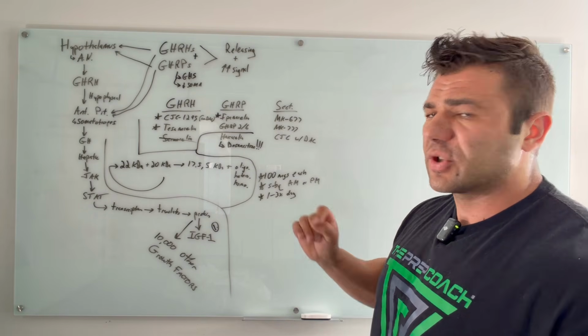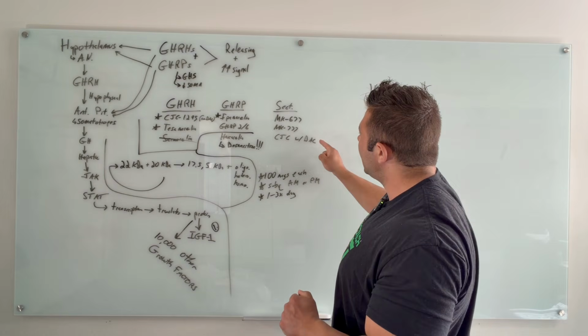So now, going to the secretagogues. First, let's do CJC with DAC.